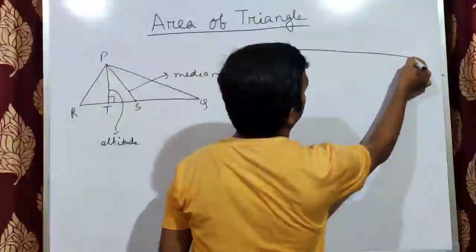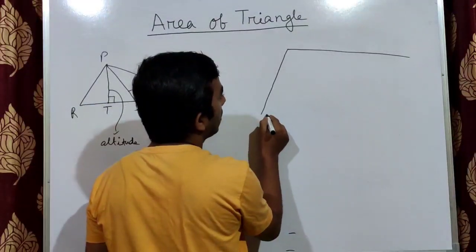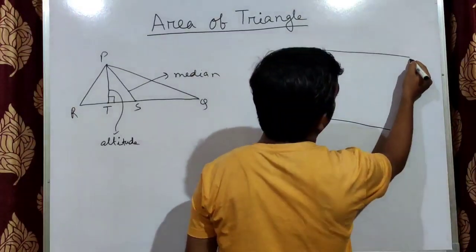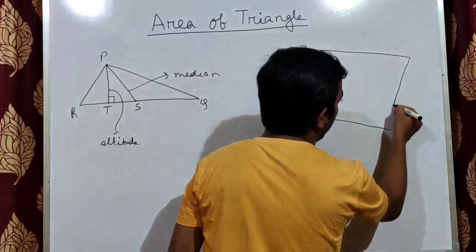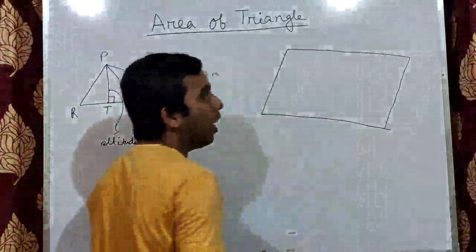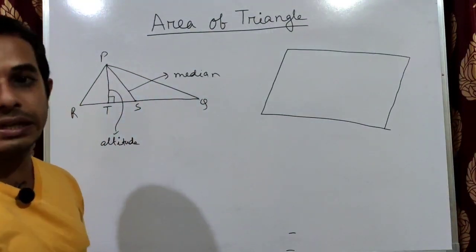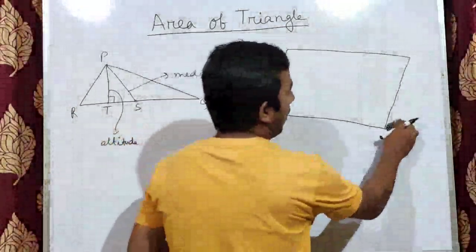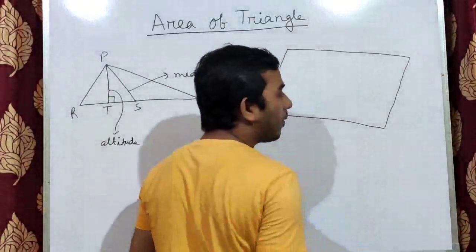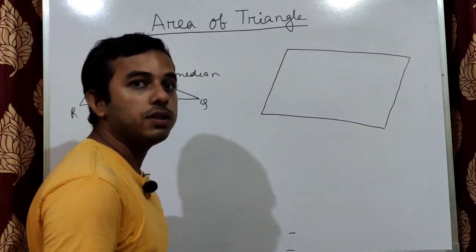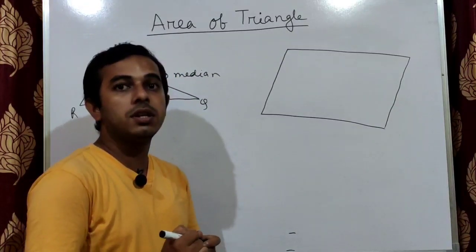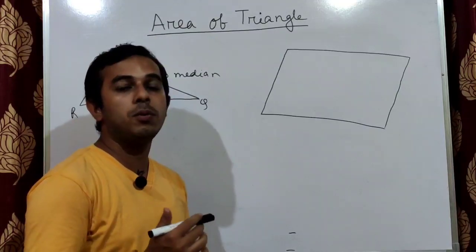Clear? In a parallelogram, we have the area of the parallelogram, which we can find with two formulas, right? One is with the diagonal, another is with base into altitude. The diagonal formula was half of the product of the diagonals. There are two diagonals. Diagonal means the line segment which connects opposite vertices.